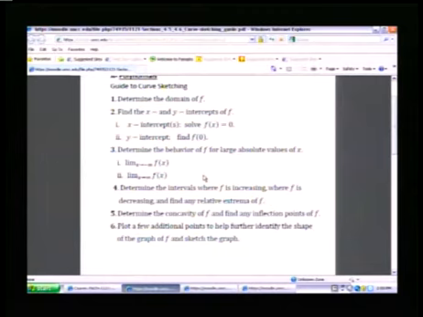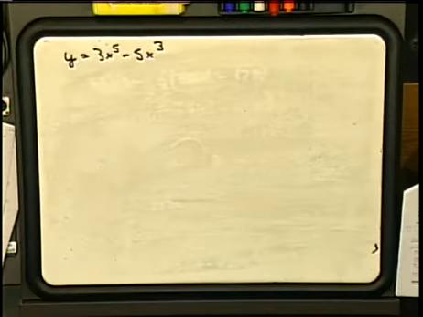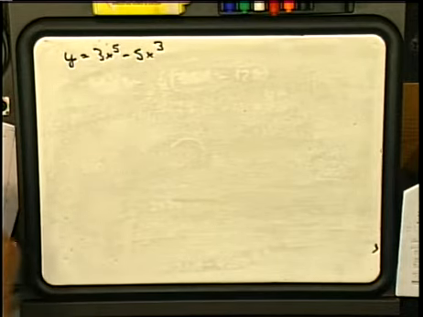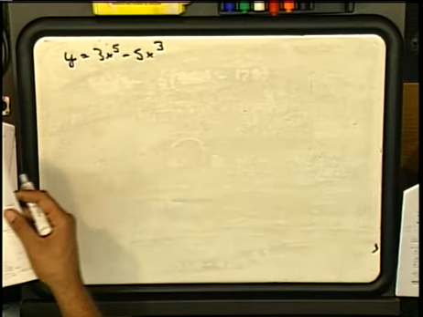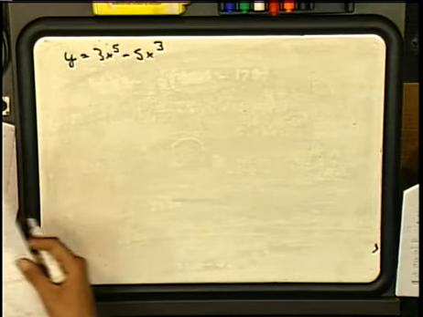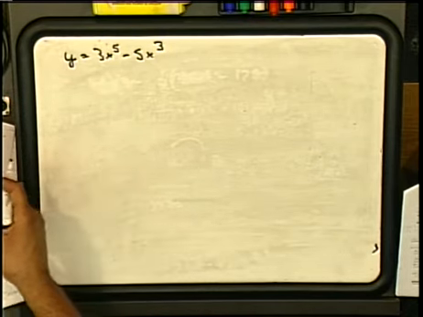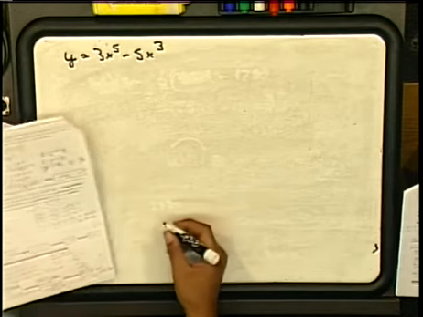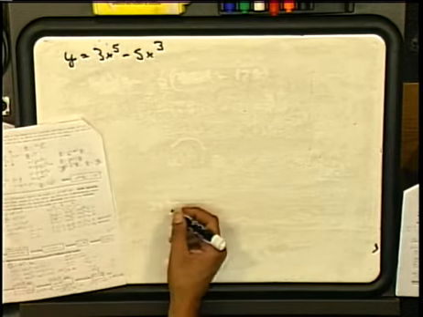3x to the 5th minus 5x cubed. I'm going to graph this one. Sketch the graph y equals 3x to the 5th minus 5x cubed. Using calculus, determine those values of x for which the function is increasing and those values of x for which the function is decreasing, and find any maximum and minimum points on the graph.